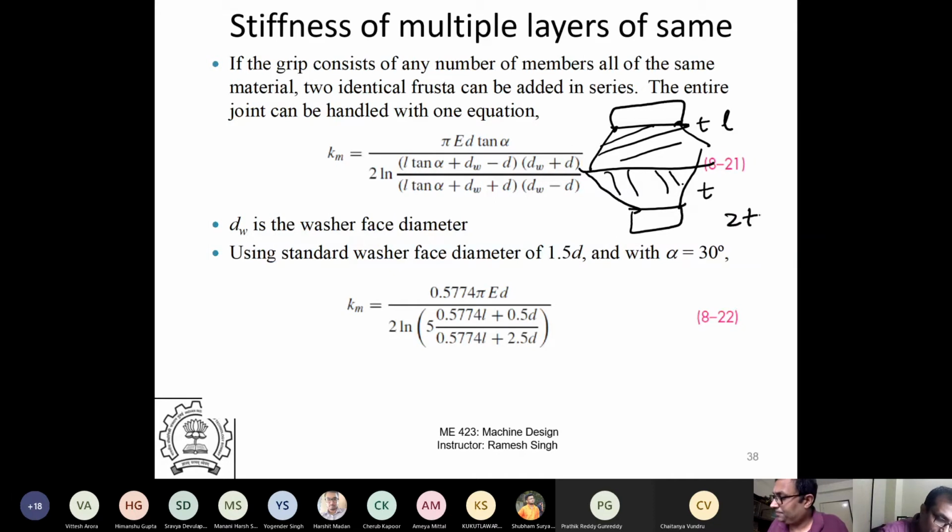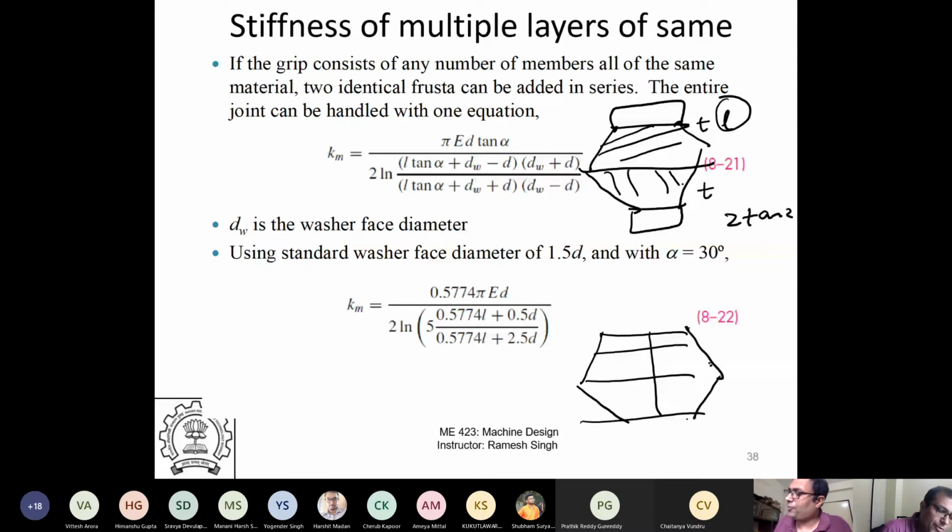I say 2T tan alpha, right? So if I assume 2T is equal to L, even if I have multiple layers, even if I have, say, 4 layers, this will always be symmetric. So the same solution applies. If K1 is equal to K2, the stiffness on top is K1 and the bottom is the same if the material is the same, and 1 by Km is equal to 1 by K1 plus 1 by K2, which if the material is the same, will be 1 over 2K.